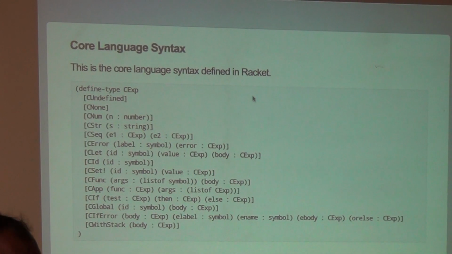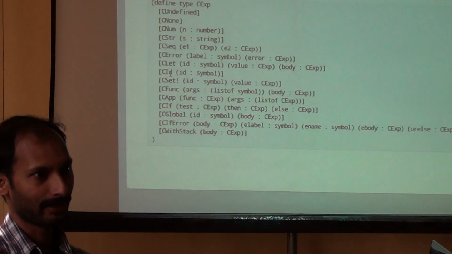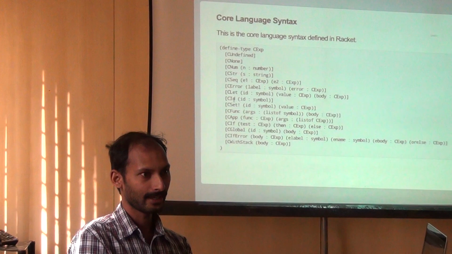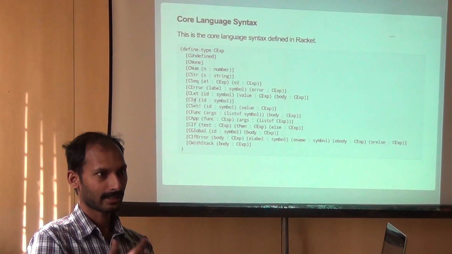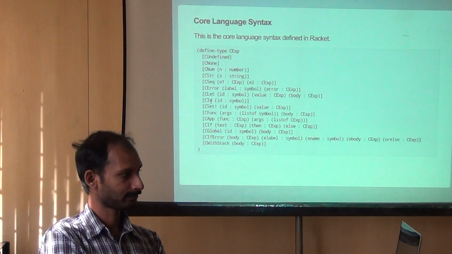ID is also how we refer back to an already defined variable. In a normal language we just say print x, but in the core language it's get me variable x.